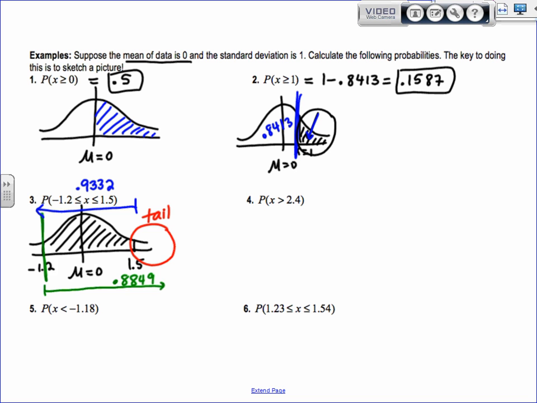That was 93.32% on the left, but what's the tail part? Okay, so I do 1 minus it. When I do 1 minus 0.9332, I get 0.0668. That's just in the tail right there. So let's find the other tail as well. Its tail is going to be 1 minus 0.8849. So it's going to be 0.1151. Okay, now that you have the tails, can anyone tell me what to do?